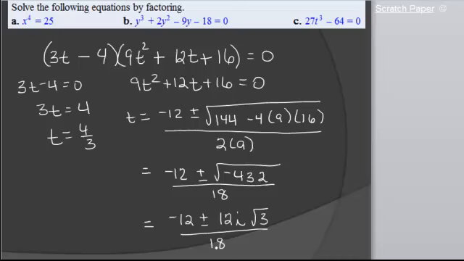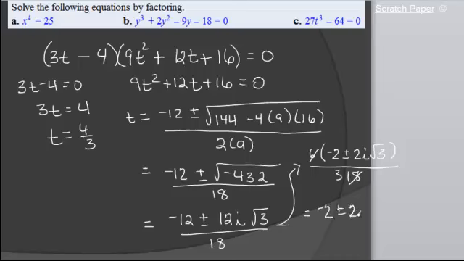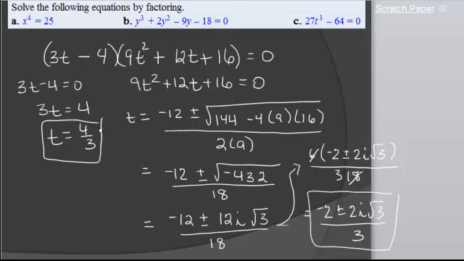Well, if you notice, the 12 and the 18 all have a 6 in common. So what I want to do is factor out a 6. That'll leave me with negative 2 plus or minus 2i square root of 3 all over 18. And then 6 will go into 18 3 times. So you're left with negative 2 plus or minus 2i square root of 3 all over 3. I did go back and check both of these solutions and this solution, and they do all three satisfy that equation.